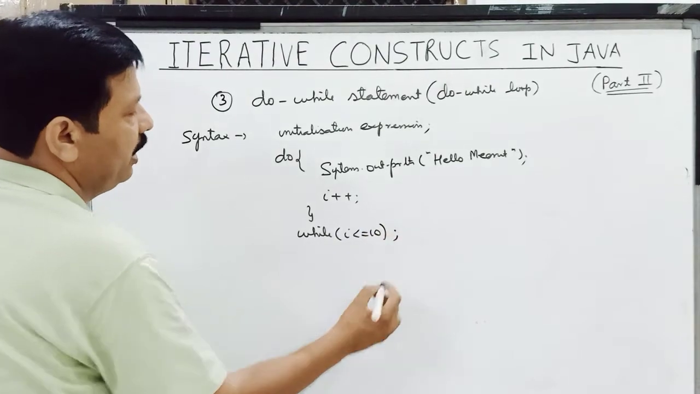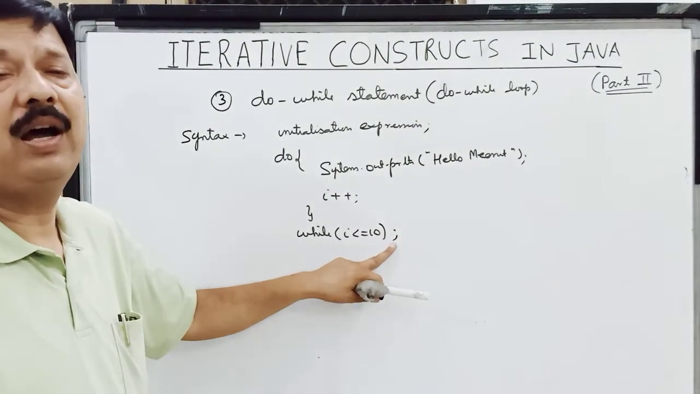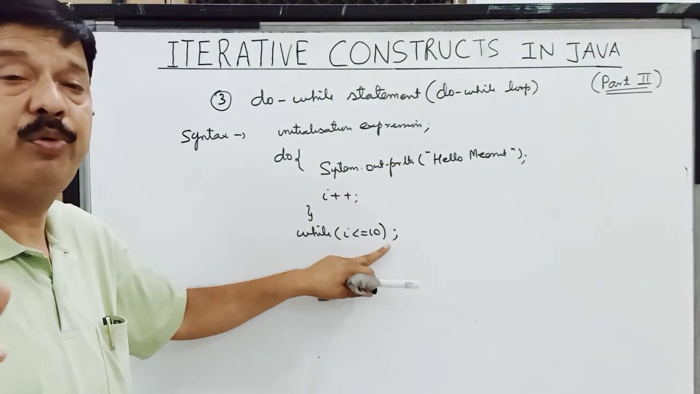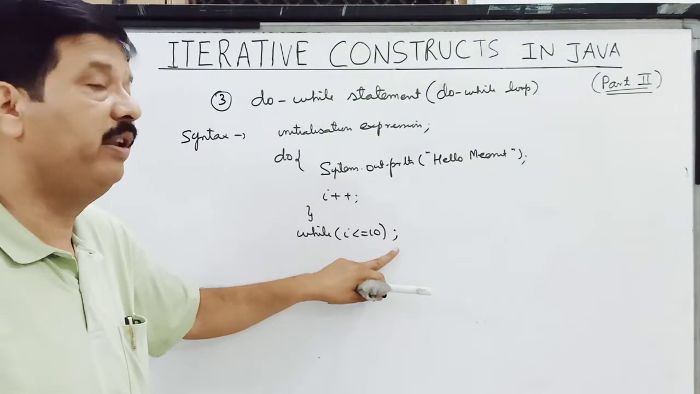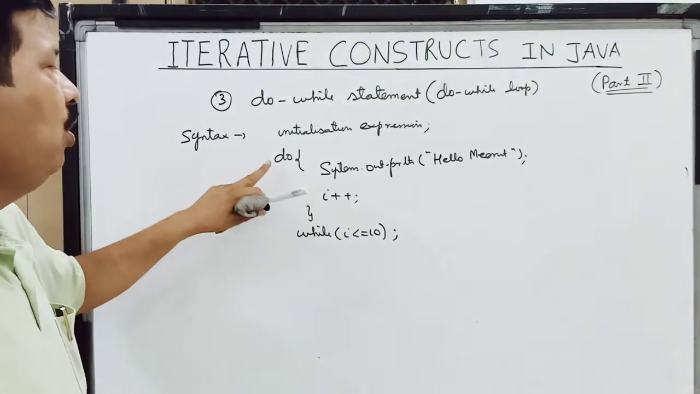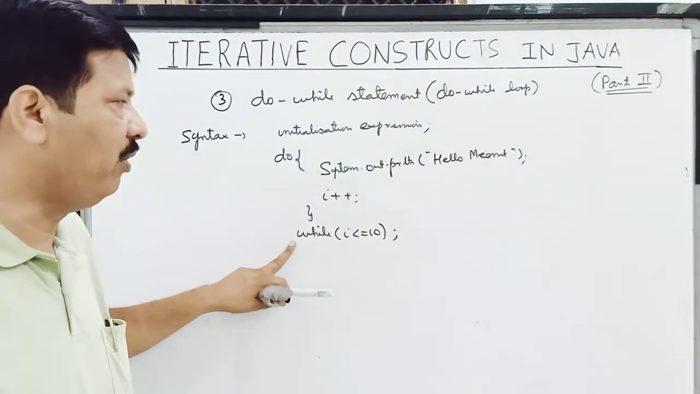And one more thing, after writing do while, you have to put a semicolon after the while statement. This semicolon we don't put in while, it is only put in do while statement. This semicolon is very important. This is marking the end of this loop. So do statement marks the beginning of the loop, while statement marks the end of the loop.